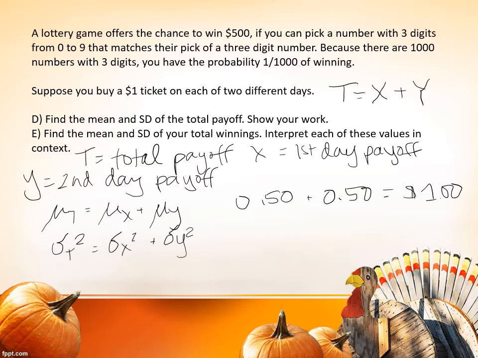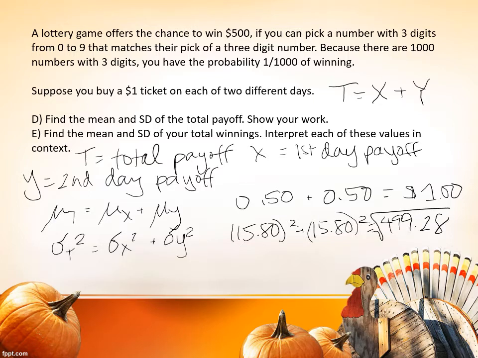That's going to be 15.80 squared plus 15.80 squared, which is 499.28. Then I'm going to have to take the square root of that to get the standard deviation. So the standard deviation of this is going to be 22.34. I'm going to put this up here again for the problem. So the mean of my T is $1.